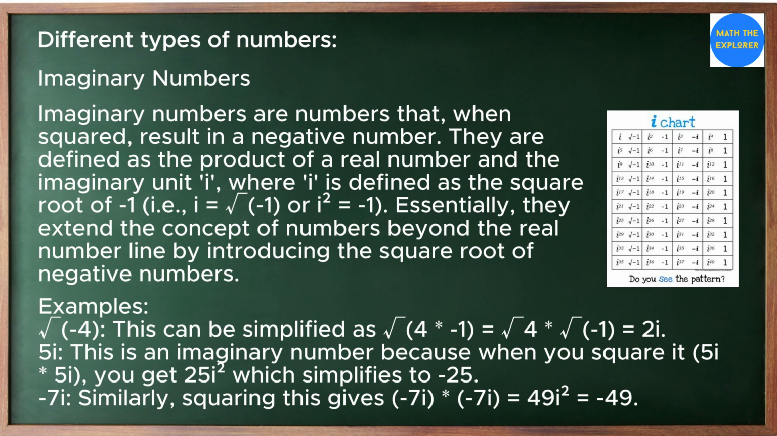Examples: square root of -4. This can be simplified as square root of 4 times -1 equals square root of 4 times square root of -1 equals 2i. 5i. This is an imaginary number because when you square it, 5i times 5i, you get 25i raised to the power of 2, which simplifies to -25. -7i. Similarly, squaring this gives -7i times -7i equals 49i raised to the power of 2 equals -49.